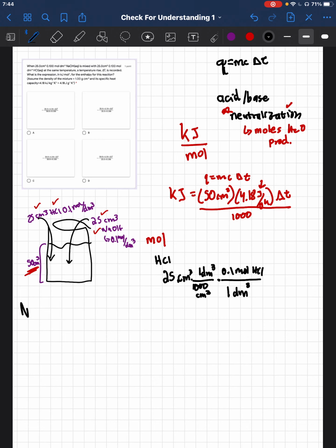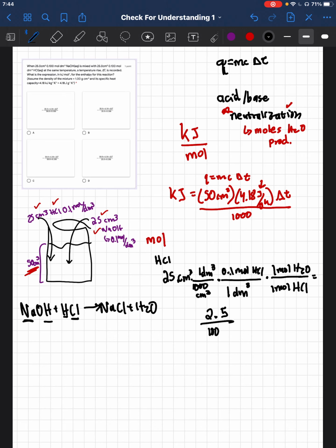We should probably write out our reaction. I was just kind of assuming we had this in our head, but let's write out the reaction. Double replacement, so Na with the Cl, H with the OH to form water. Great, all coefficients of 1 because everything is balanced if you count that out. All right, 1 mole HCl, 1 mole H2O. This math is pretty straightforward. Notice this is a no calculator problem. So I have 25 times 0.1 divided by 1,000. That's 2.5 divided by 1,000.